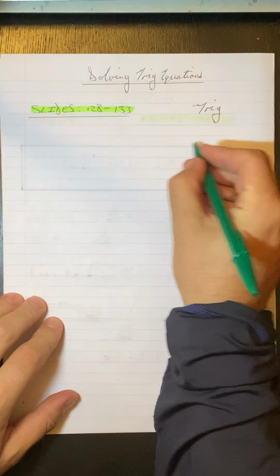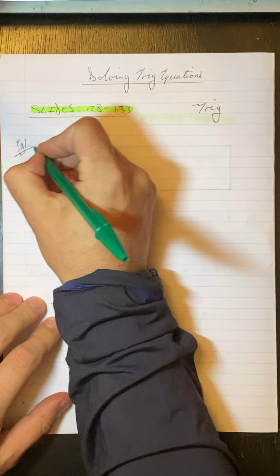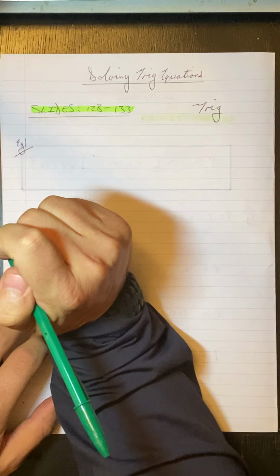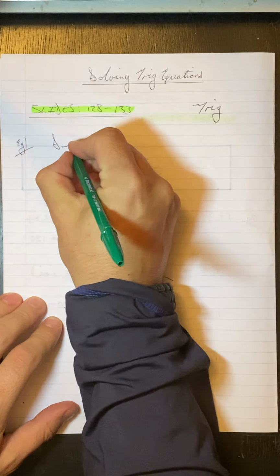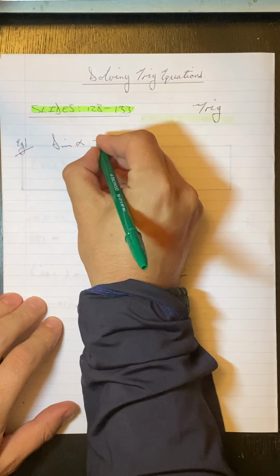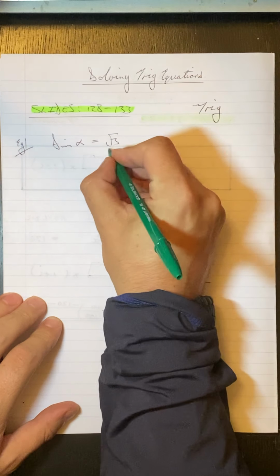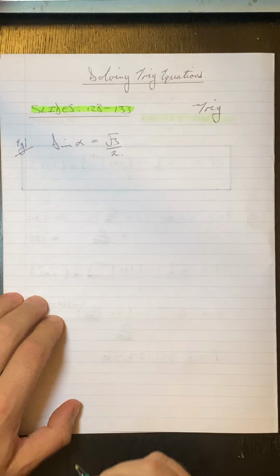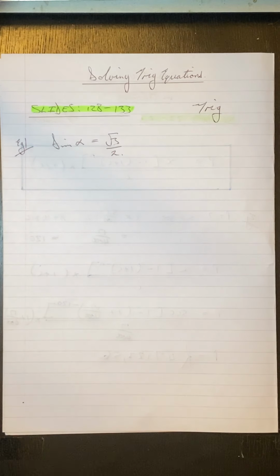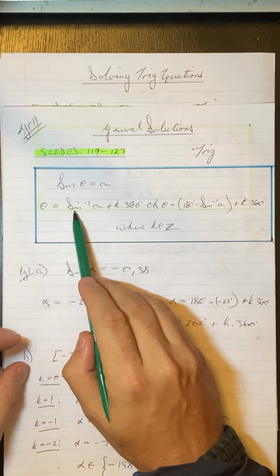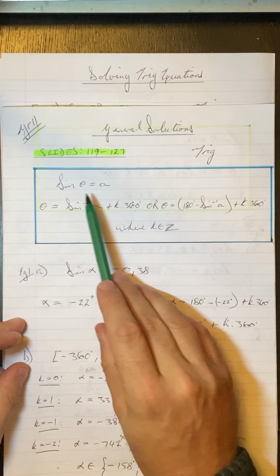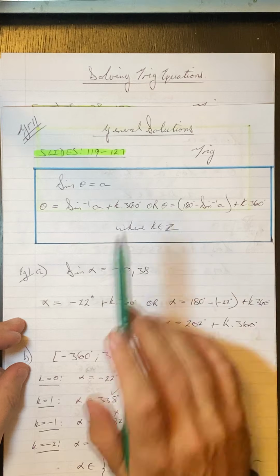Okay, so first example. It's asking us to determine the general solution of the equation sine alpha equals root 3 over 2. Just remember, I'm not going to write it down, I'm just going to show you from yesterday's lesson. Your general solution formula for sine is this and this. So that is what I'm going to be using.